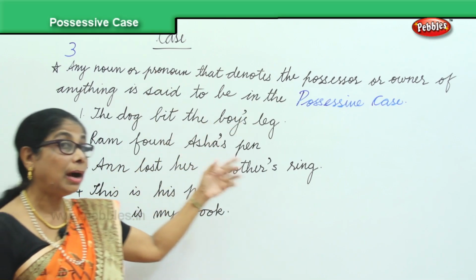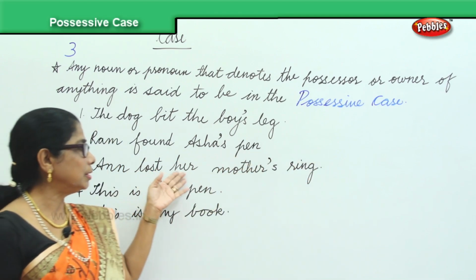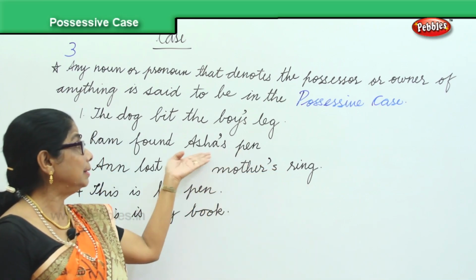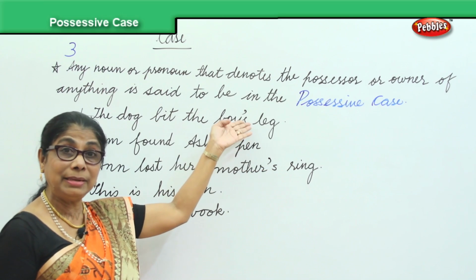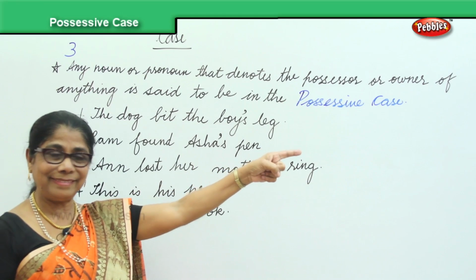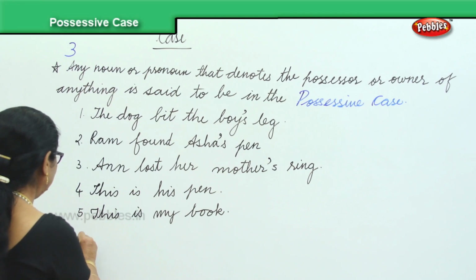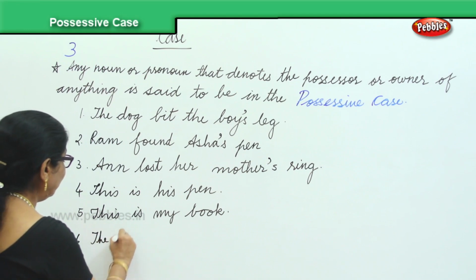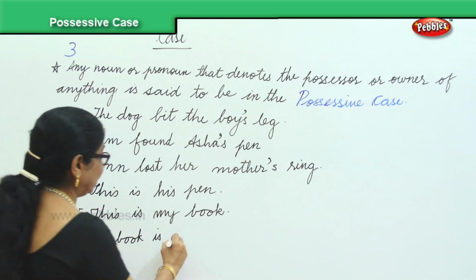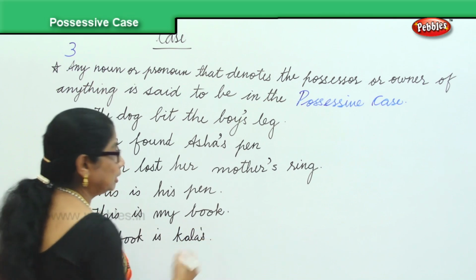Ram found Asha's pen and lost her mother's ring. So the ring was mother's, the pen is Asha's, the leg that is bitten is the boy's. Here, this is his pen and this is my book. Then you can say, the book is Kala's. You can't say my book, it's Kala's book.